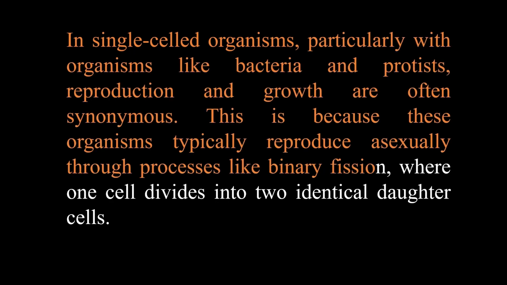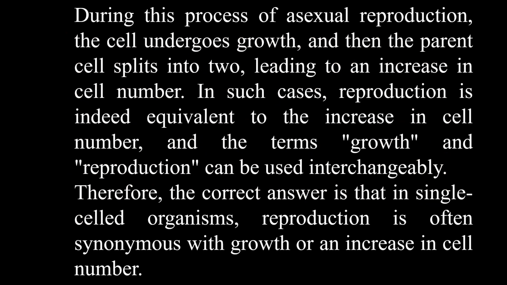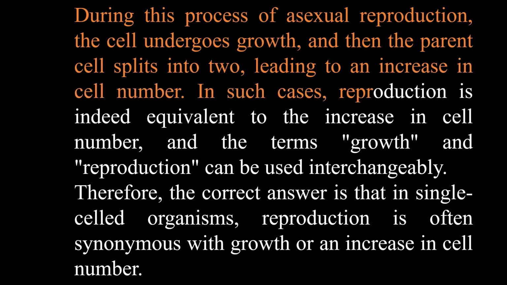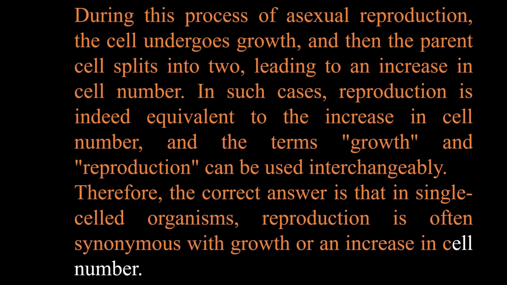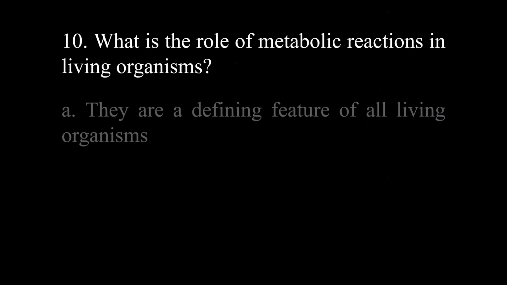This is because these organisms typically reproduce asexually through processes like binary fission, where one cell divides into two identical daughter cells. During this process of asexual reproduction, the cell undergoes growth, and then the parent cell splits into two, leading to an increase in cell number. In such cases, reproduction is indeed equivalent to the increase in cell number, and the terms growth and reproduction can be used interchangeably. What is the role of metabolic reactions in living organisms?